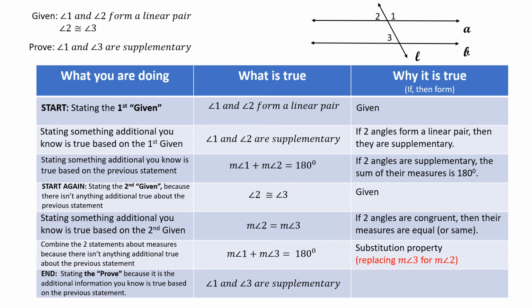Why? And we go back to what we've been doing. If then. If two angles add up to 180 degrees, then they are supplementary. So that's what we write. Okay, so one more time. I started with the given, said some stuff, couldn't say any more. Started with the second given, said some stuff, couldn't say any more. Combined, and as soon as you combine, it's like you're starting over, so you're going to say some stuff.